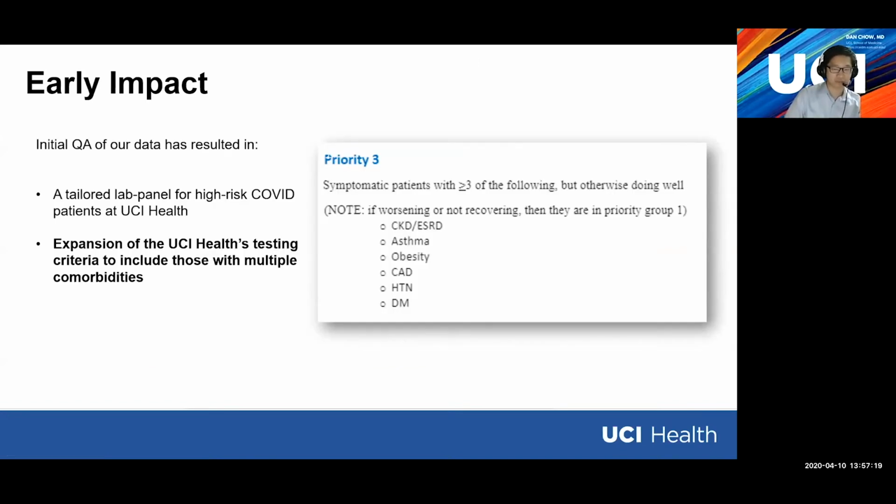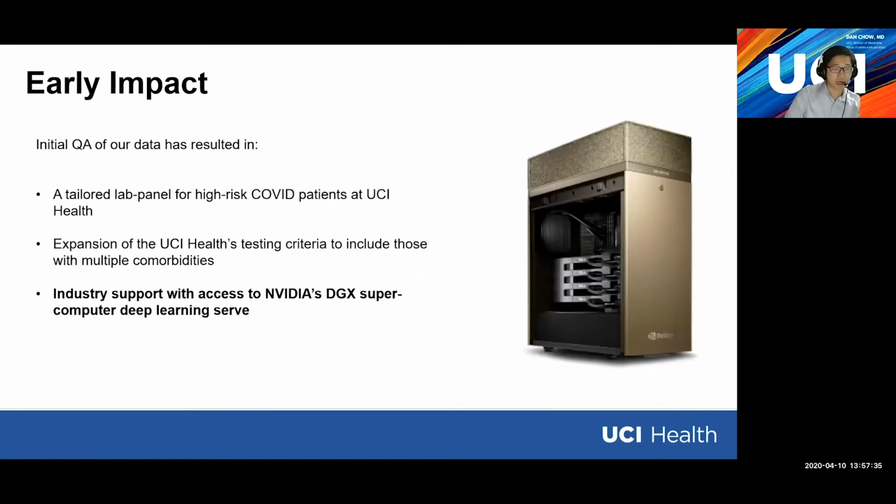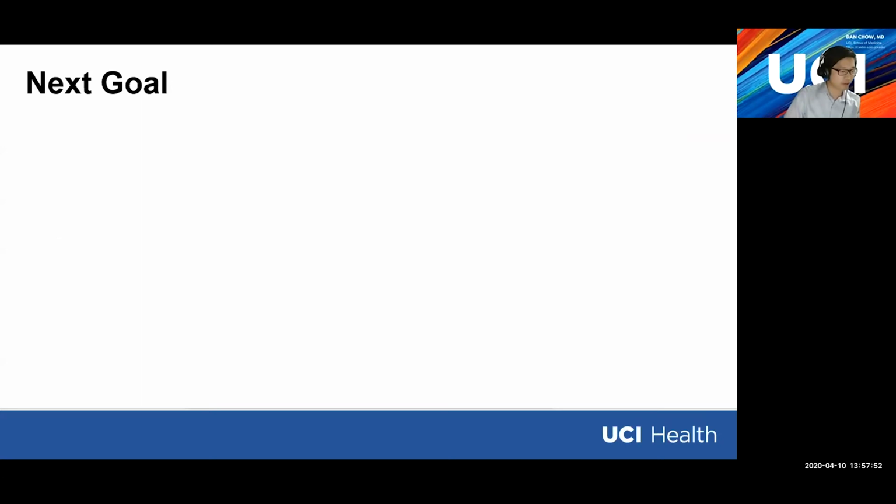The other thing we've been seeing is that a number of comorbidities, at least in the Italian and Chinese data sets, have been associated with vulnerable populations. So we were able to create a new priority status to expand UCI Health testing to include those with multiple comorbidities. And the last thing, at least for early impact, is that one of the investigators, Peter Chang, was able to reach out to his contacts at NVIDIA, and they are giving us access to their supercomputer server to use for this project. Peter, are you available online right now?